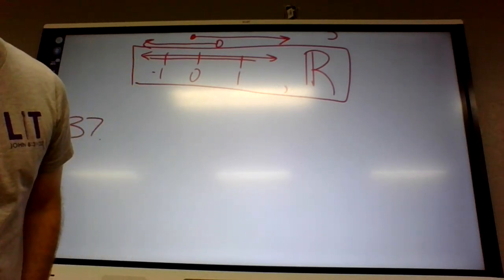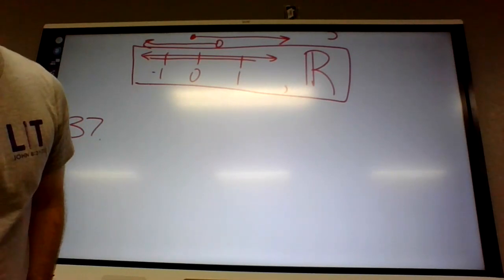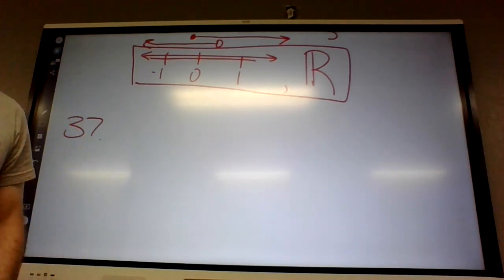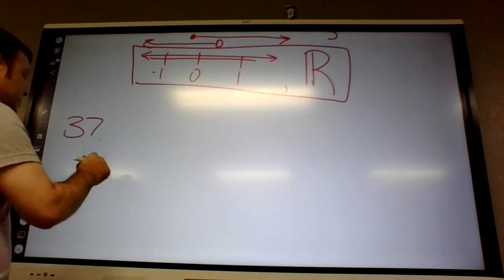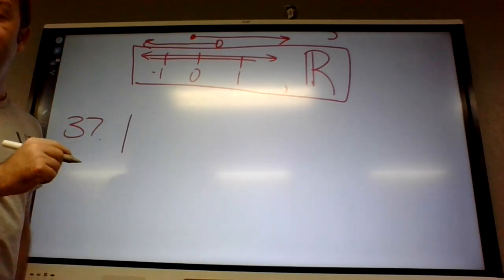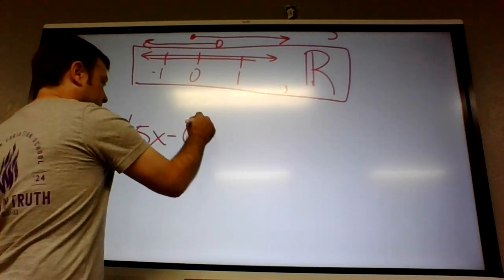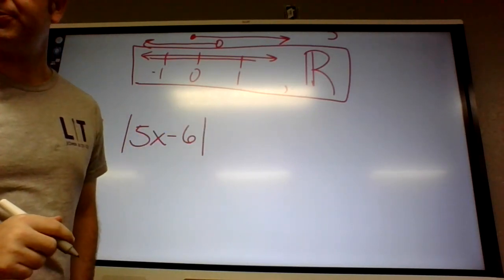Okay, absolute values. So these, 34 and 35, were like the two hard kinds. Absolute value, this is medium. Yesterday we did absolute value equals. You guys remember that? Have we set that up yesterday? With the absolute value equals.